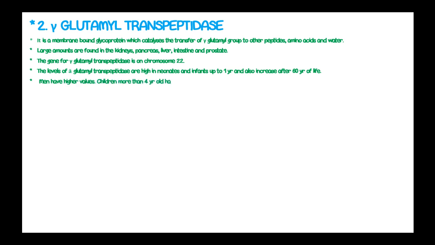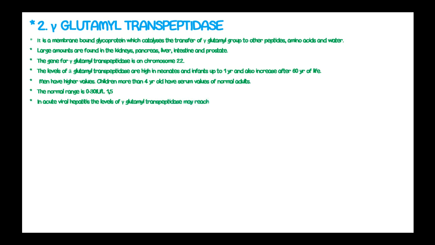Men have higher values than women, and children more than 4 years old have serum levels of normal adults. The normal range is 0 to 30 international units per liter. In acute viral hepatitis, levels of gamma-glutamyl transpeptidase may reach their peak in the second or third week of illness, and in some patients, they remain elevated for 6 weeks.